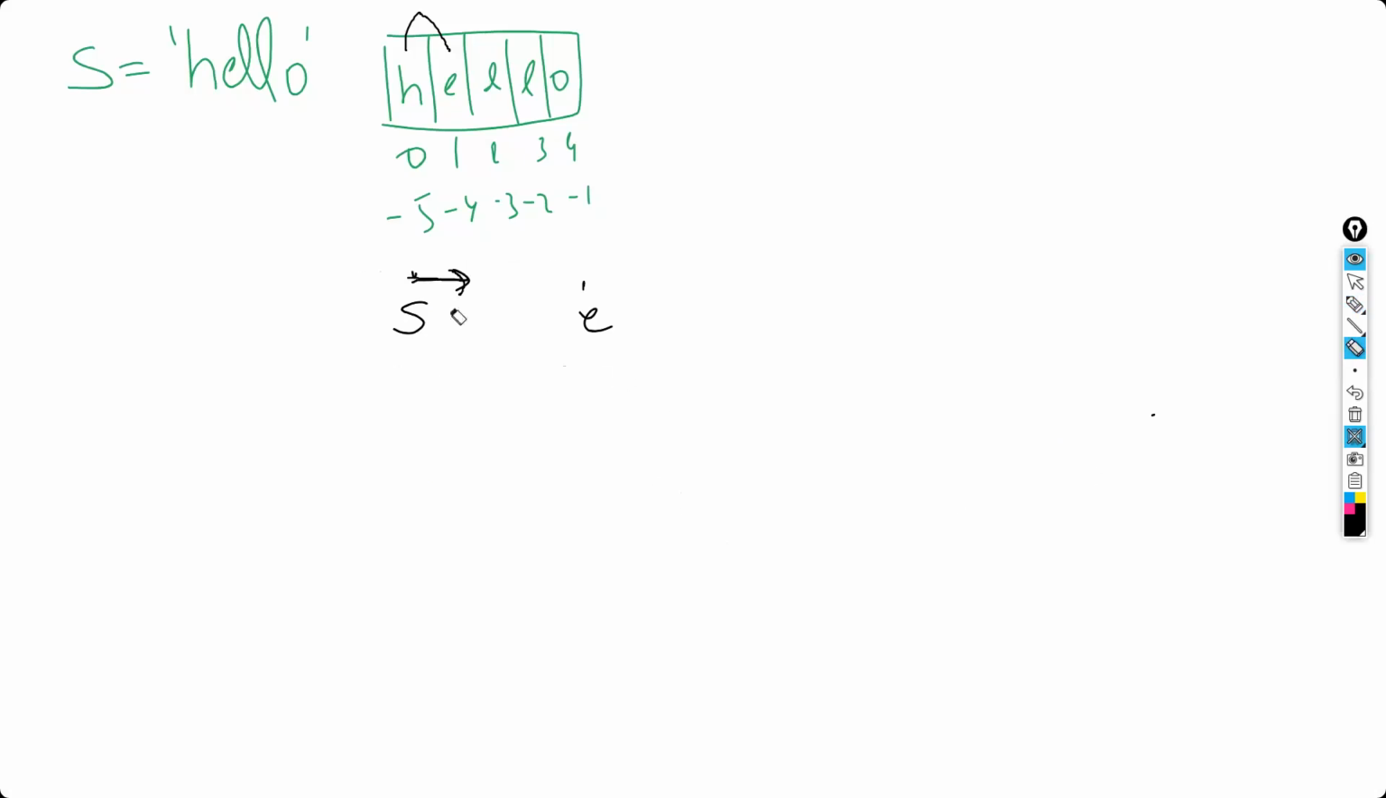Now, let's take an example. What is our first example? S of 0 to 4 with the increment of 1. This is our example number 1. So this is my starting point, this is my ending point. Direction: in the step only you will observe the direction, whether the step is plus or minus. Step is plus means positive direction. Step is minus means negative direction.